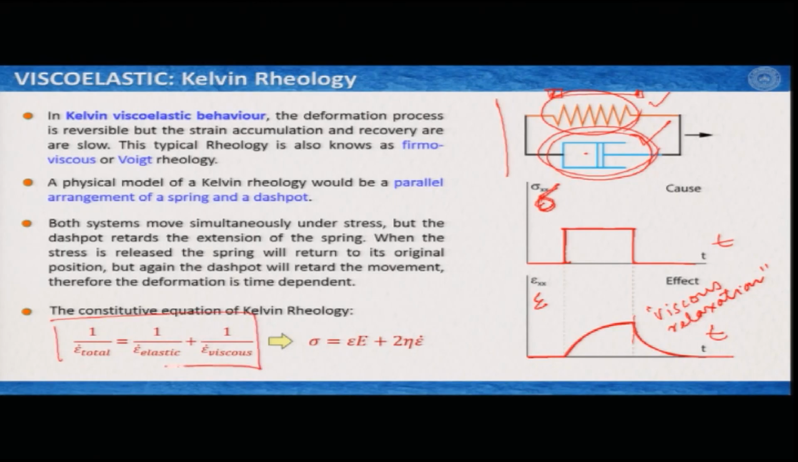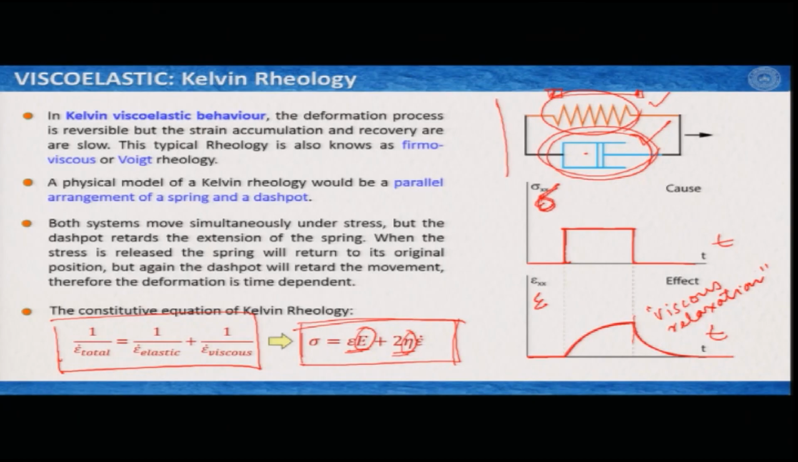And if we expand or resolve this equation, then we simply get this equation where your total stress is equal to strain multiplied by the elastic element, plus viscosity multiplied by the strain rate of this viscous element. So this is Young's modulus and this is viscosity. This is how we explain the Kelvin rheology, where the strain is recoverable, or the entire deformation is reversible, but the entire process is extremely slow.